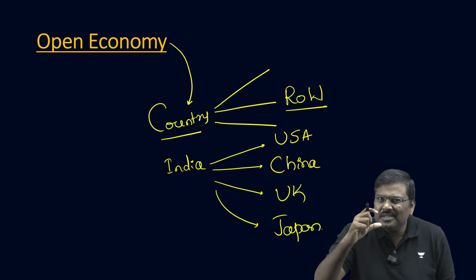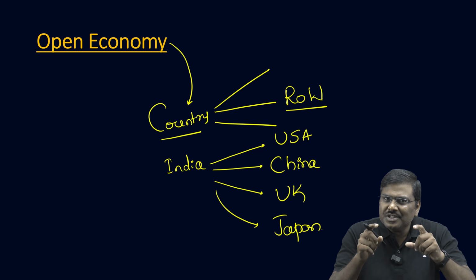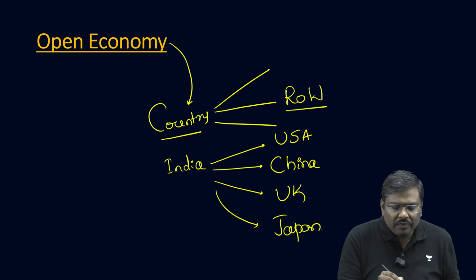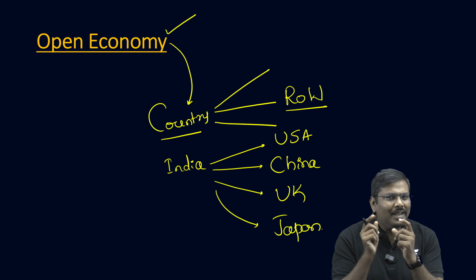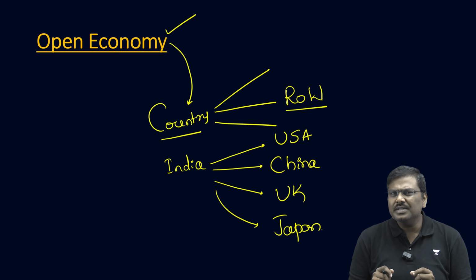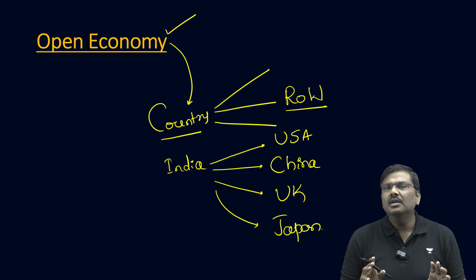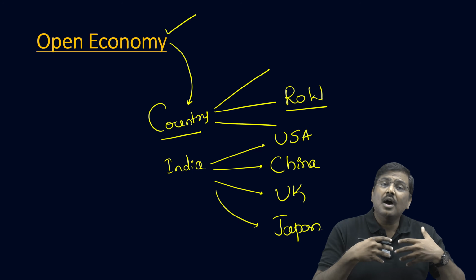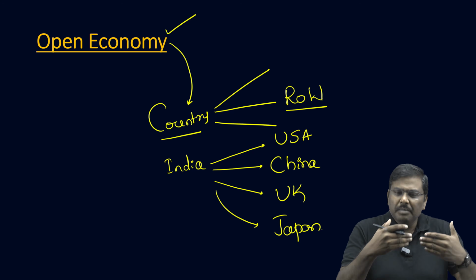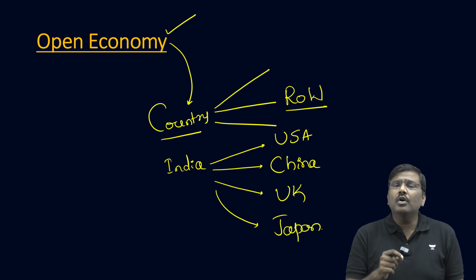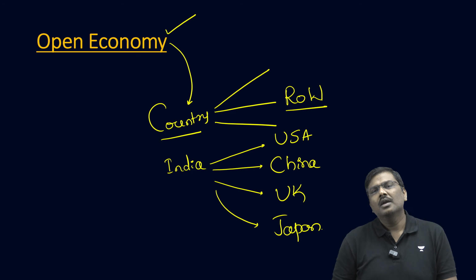Now, whenever such transactions happen, an economy which is allowing such transactions is said to be following the concept of open economy. It's a very simple concept. Again, I reiterate just to consolidate the point here: any country which allows transactions to take place between itself and the rest of the world is said to be following an open economy.